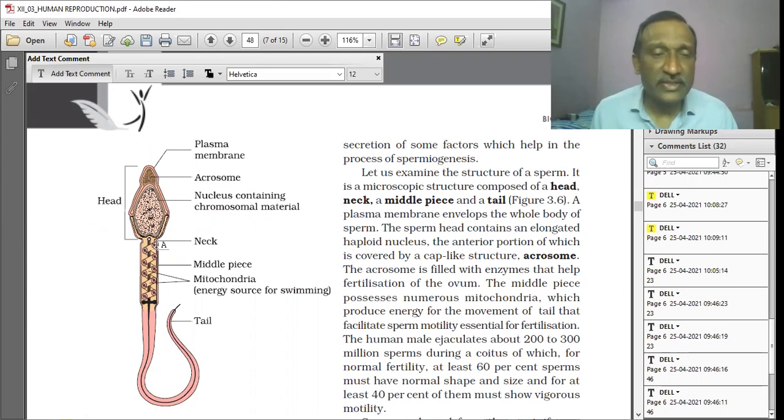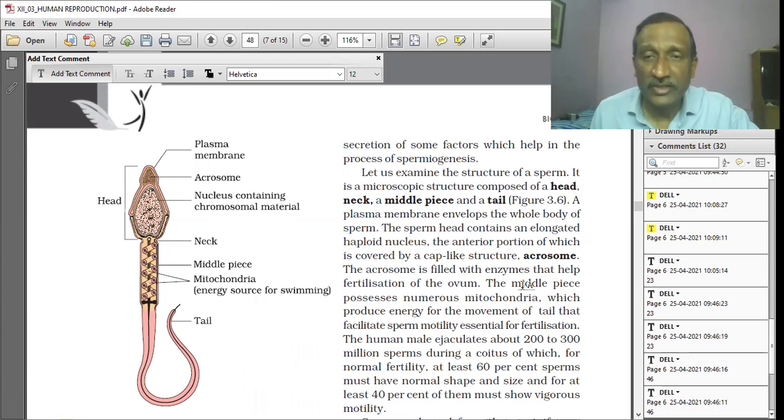Then this is the middle piece. The middle piece has a large number of mitochondria, and these mitochondria provide energy for the movement of the tail. The tail moves vigorously, and for the movement it requires ATP, and the ATP is produced by these mitochondria. You can see the large number of mitochondria shown here. And then that's the tail, and sperms move with the help of their tail.